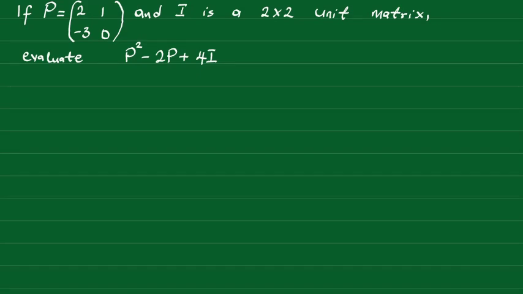All right, we have this question from JAMB 2002, question 16, where we are asked: if P is equal to the matrix (2, 1; -3, 0), and I is a 2 by 2 unit matrix, evaluate P squared minus 2P plus 4I. Quickly, in solving this, we write solution.